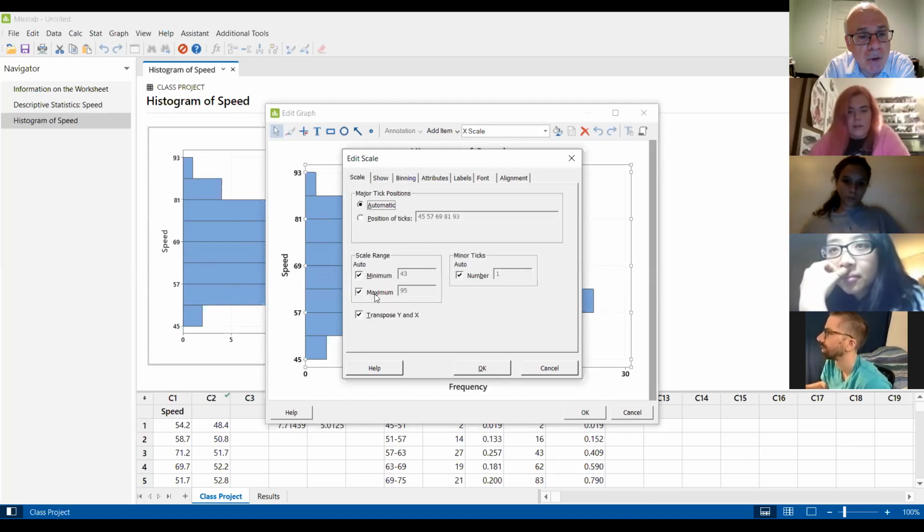Oh, it was here, right? Transpose? Yeah, that was not checked before. All right. So you know what happens? You created one of these other types of charts. It's the same thing, except it's going horizontal instead of vertically. All right, let's see what happens. There it is.